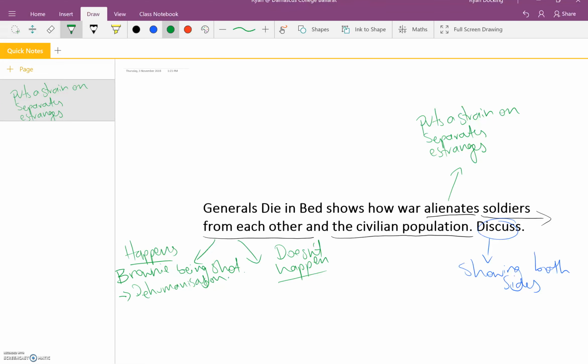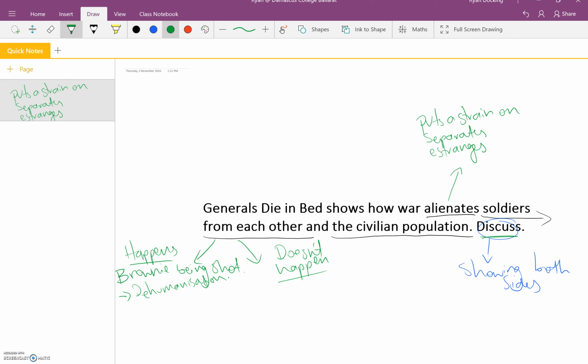Separating people that belong together is a dehumanizing effect of the war. So we need to think about that. However, there's some limitations with this. The times that it doesn't happen is something that we need to think about as well. So the times that soldiers are actually pulled together and not driven apart is something that's going to show the limitation of this. That means that we're going to be discussing both sides. We're showing how it happens and how it doesn't happen.